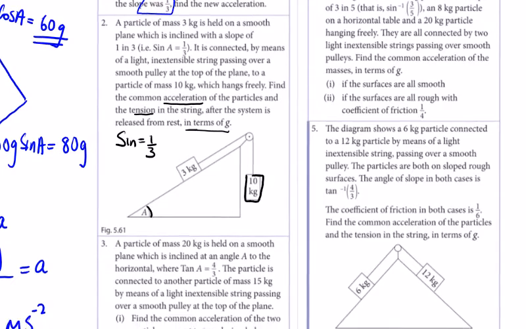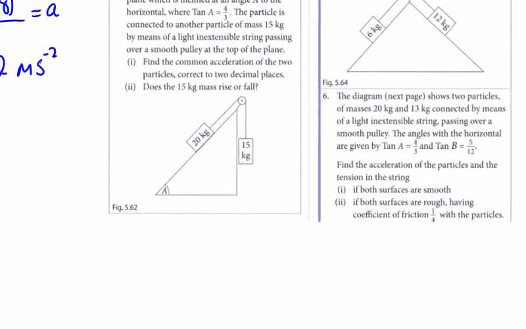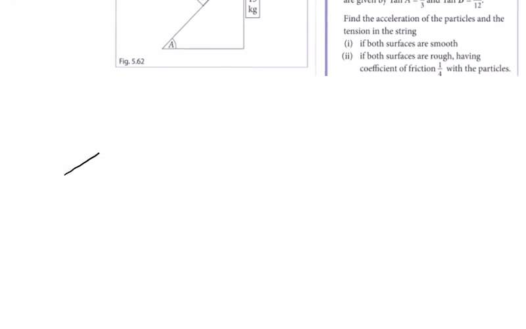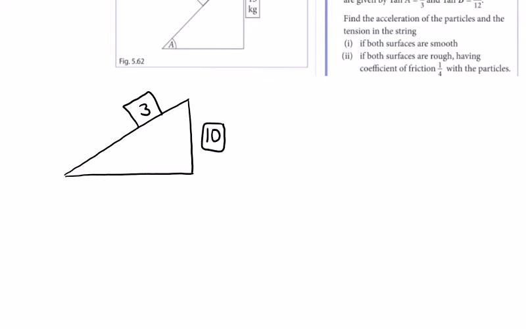Okay, so let's draw these diagrams, our 3 and our 10. We have our 3 and we have our 10, and they're connected by this pulley. We have A, so I'm going to have an A in here. So if we take the 3, we'll put it on the slope and take it out separately.